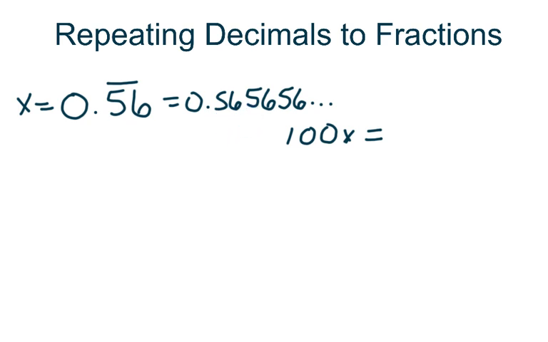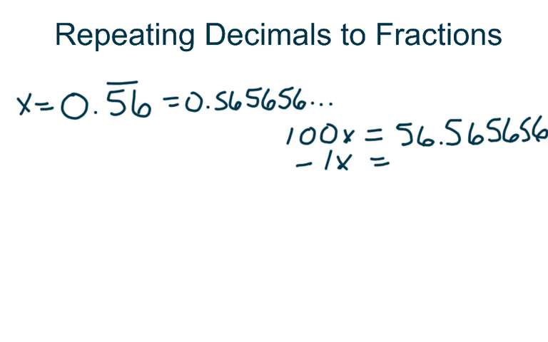So 100x will equal, multiplying a number by 100 moves it over 2 place values. So instead of 0.56, it moves over 2 place values, and now it is 56.565656. And just like the last time, we always subtract one of our original numbers, or 1x. Looking right here, this is our original number that we're going to subtract. So we're subtracting 0.565656, and it will keep going on forever.